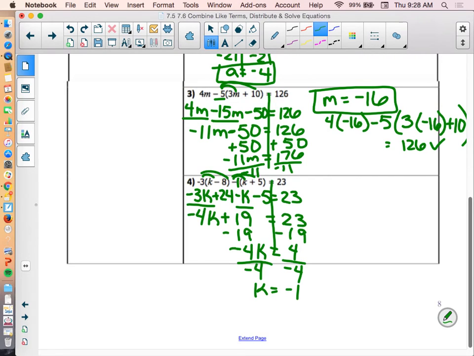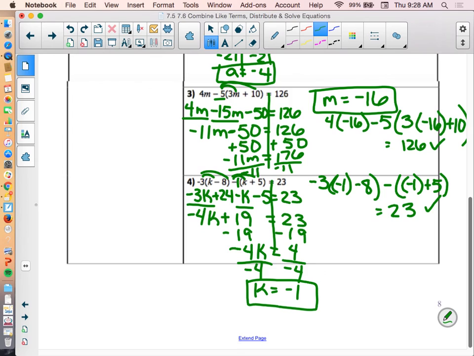I have to check and make sure that works. So go back to the original equation. I start rewriting it. Negative 3, parenthesis. Instead of k, though, I'm going to write negative 1 in another parenthesis. Okay, minus 8, and then minus, this one's negative 1 plus 5. I can plug that all into my calculator, and I see that it equals 23. Check. Box up your final solution, so that means k has to be negative 1.